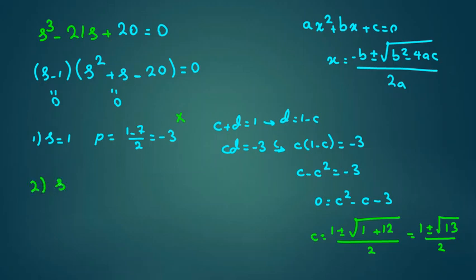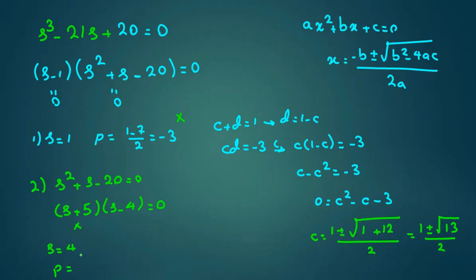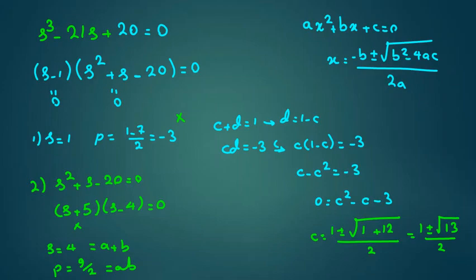We check the second case. S squared plus s minus 20. We can say s plus 5 times s minus 4. Again, s negative 5 is not possible, because they are positive. So this one is 0, s equal to 4. If s equal to 4, p is s squared minus 7 over 2, 16 minus 7 is 9 over 2. So there's some a plus b, like a plus b is 4, and ab is 9 over 2.